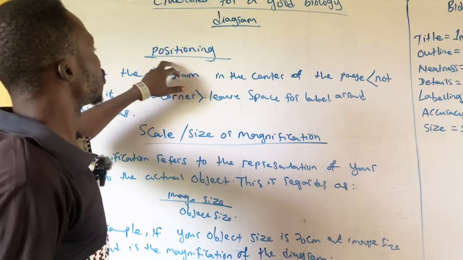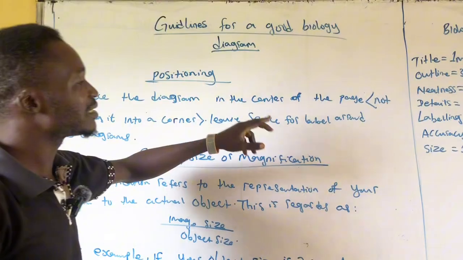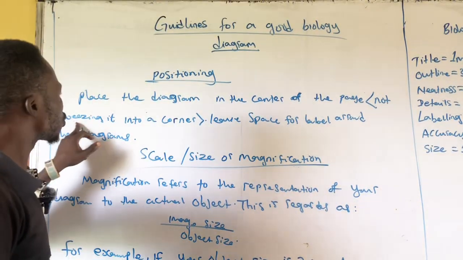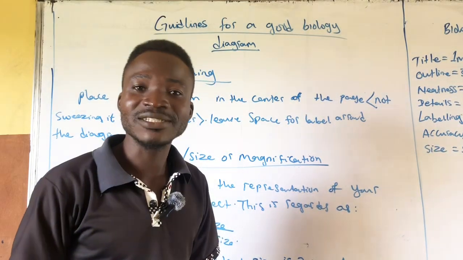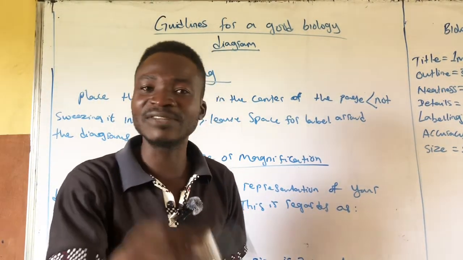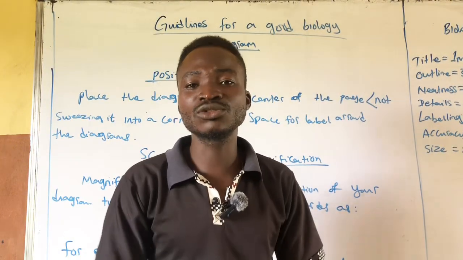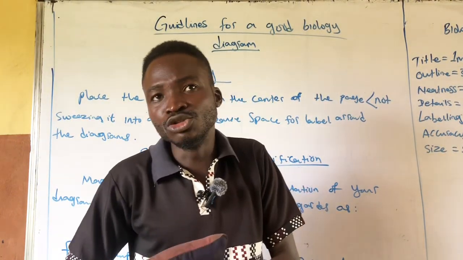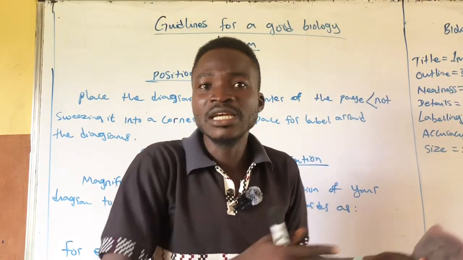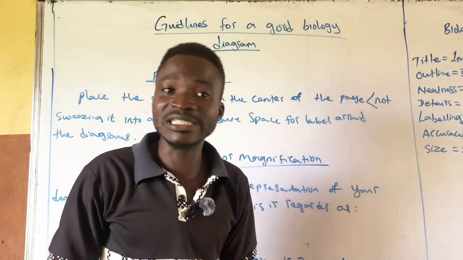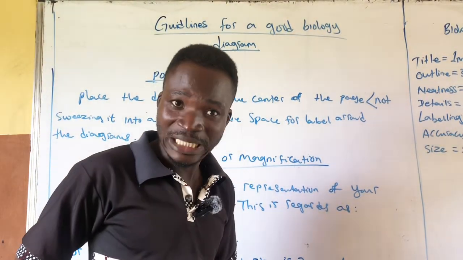Let's check the other side. Positioning. Now let's look at positioning. Place the diagram in the center of the page, not squeezing it into a corner. Waris, don't put it in a corner. Tunde, leave that corner. Put the diagram in the middle, at the center. If you are asked to draw something, put it at the side. It will favor you to label properly, not squeezing it on one side. Do you understand that? Esther, don't squeeze your diagram in a particular corner. Do you understand? All right.